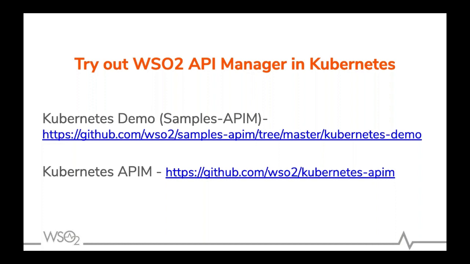The next question is how we do the API creation. We use the REST API in this case to create and deploy those APIs. That's one way. Another way is you can use the publisher to create and publish the API. These automation scripts which we use are available in the Kubernetes demo, the sample APM repo, as well.